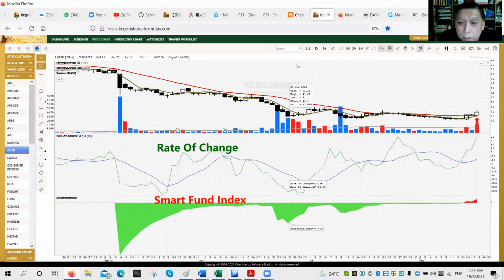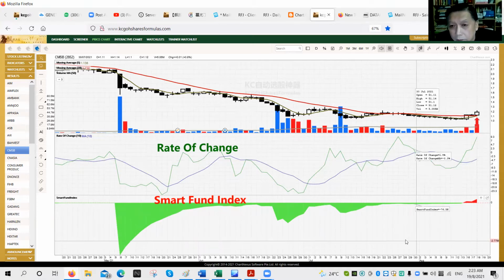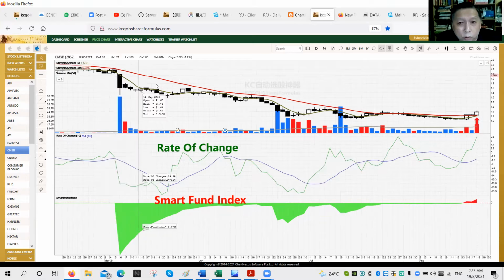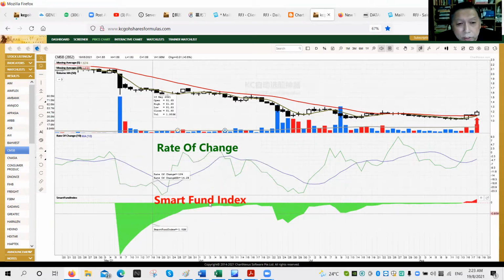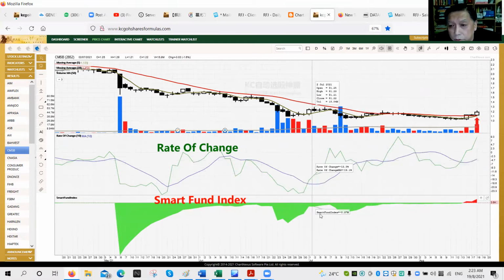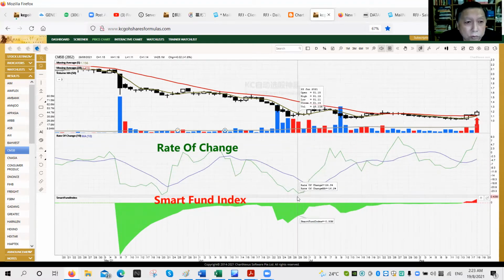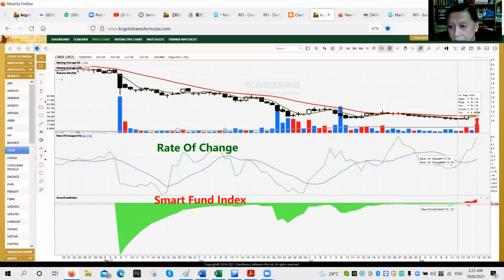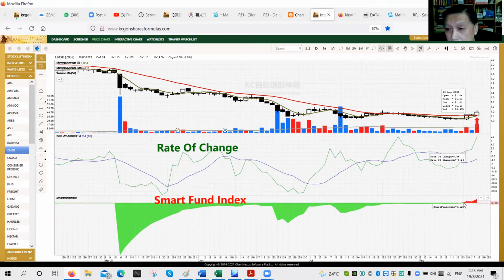Okay, so let's look at this stock. You see it had come down for quite some time, and then the retailers came in. Although the graph for ROC, rate of change, has gone up, and also some volume, only recently, in August 16, can we see the smart fund enter.